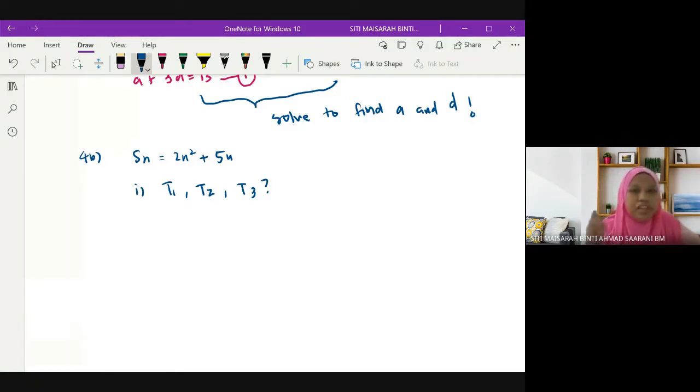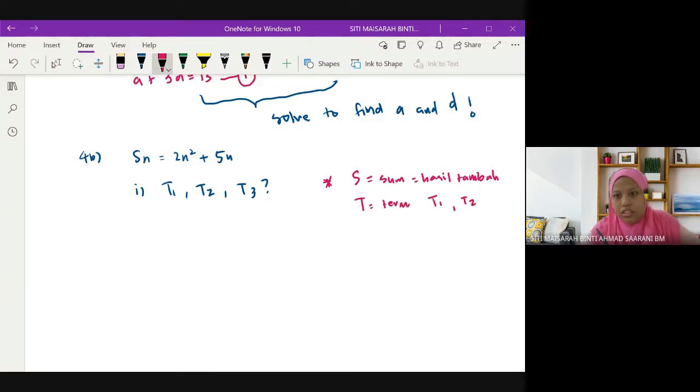You have to understand the meaning. S stands for sum, and sum means hasil tambah. T is for term, and a term is a single one, meaning T1, T2, T3 and so on. If we substitute n equals 1, we get S1. S1 means the sum of the first term, the sum of one first term.